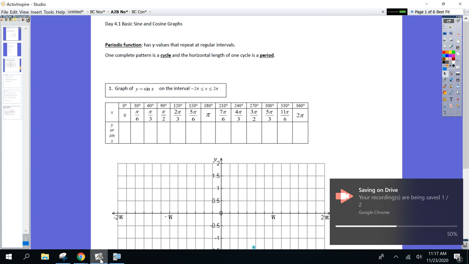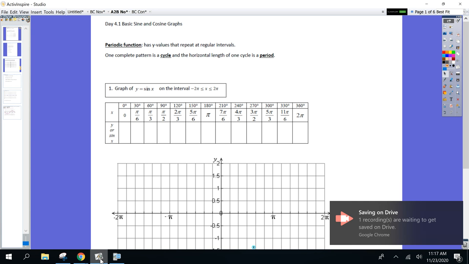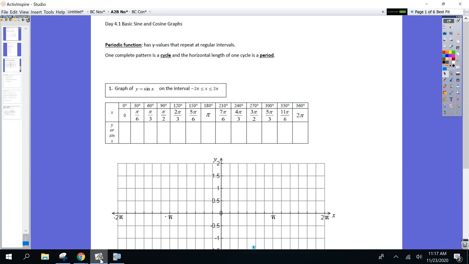Last unit, we did a ton of work on sine and cosine. A lot of work. We went SOHCAHTOA on the right triangle, and then we did where it was on the unit circle. This unit, you're going to graph them now on an XY axis. You're going to graph them.